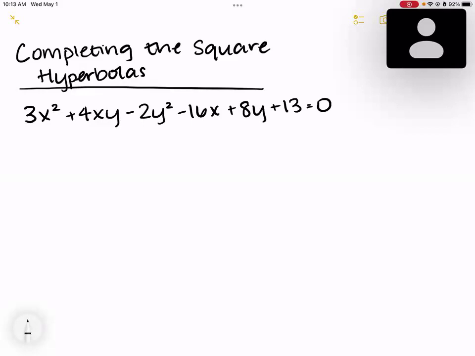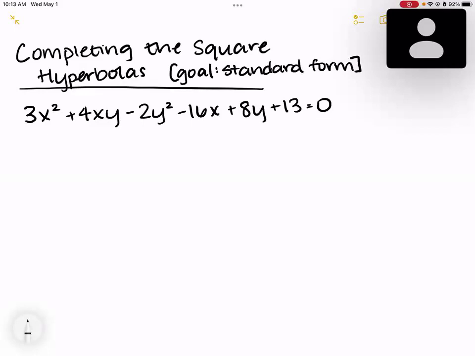So our goal here is standard form. That's important to keep in mind, because that is the form that's going to be most helpful to you when you are working with hyperbolas.